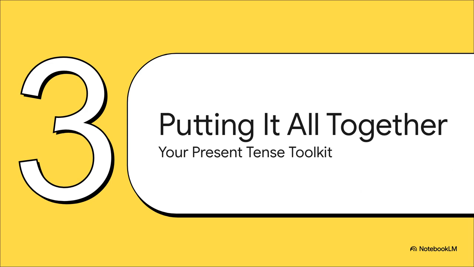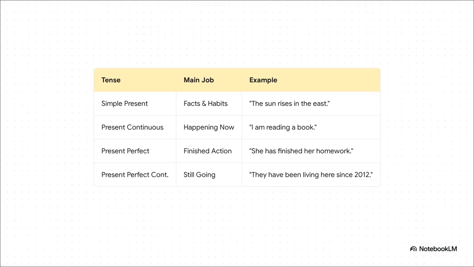So let's put it all together and see our brand new, fully stocked grammar toolkit all in one place. And there you have it, the whole system, right here on one slide. This is your ultimate cheat sheet. Simple present is for facts and habits. Present continuous is for what's happening right now. Present perfect is for a finished action with a result now. And present perfect continuous is for an action that started in the past and is still going. Knowing which tool to grab makes you a much more precise communicator.